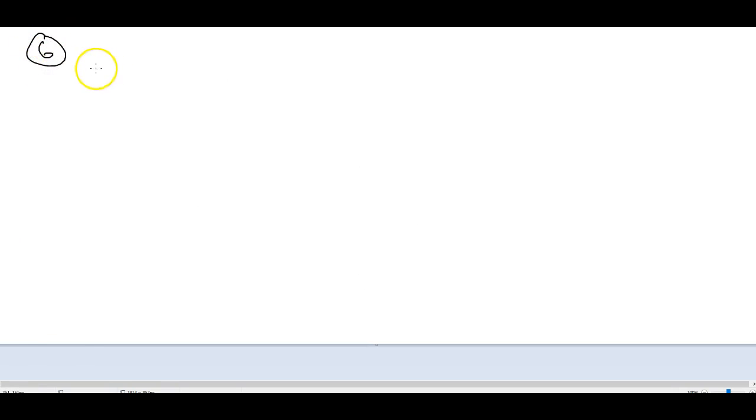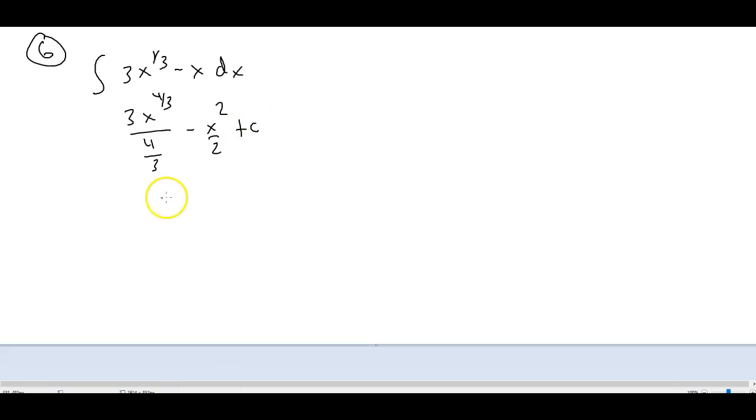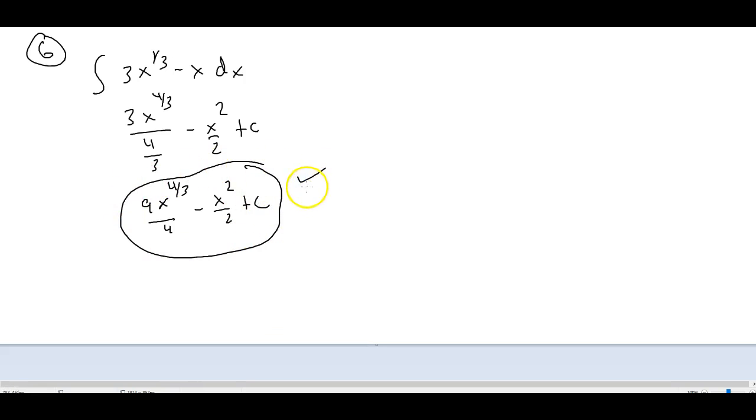Problem number 6. Problem number 6 is the integral of 3x, yes, I'm going to change it to the 1/3 power, minus x dx. All right, raise its power by 1. Divide by the power I get. Raise its power by 1. Divide by the power I get. My plus c. Flip and multiply. I get 9x to the 4/3 over 4 minus x squared over 2 plus c. Yep, it's that simple. I'm done.